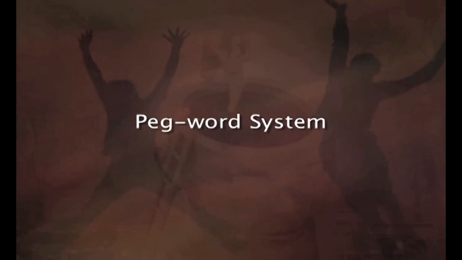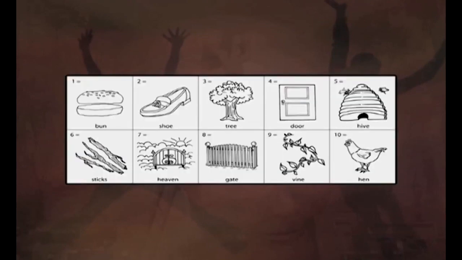The other one is the peg word system. It allows you to associate items with numbers, so that given the item you can recall its number, or vice versa. If you look at the example, you have pictures like bun, shoe, tree, door, hive, etc. So here 1 is equal to bun, 2 is equal to shoe, 3 is equal to tree, 4 is equal to door, and things like that. So you are associating a number with a particular word or a particular item.